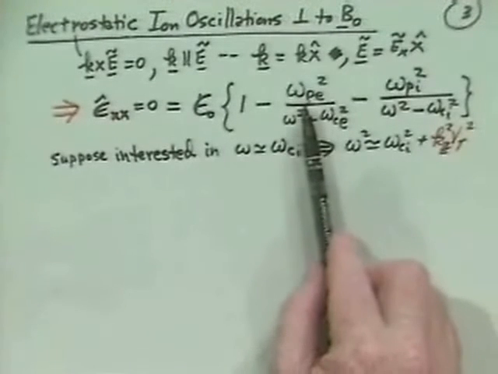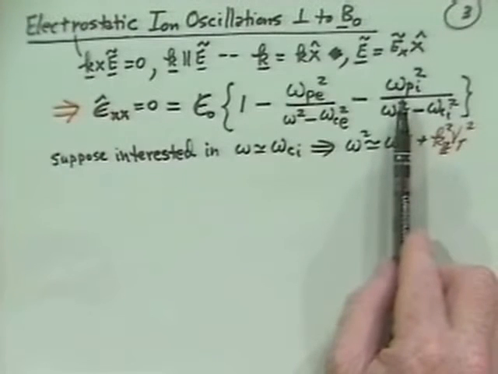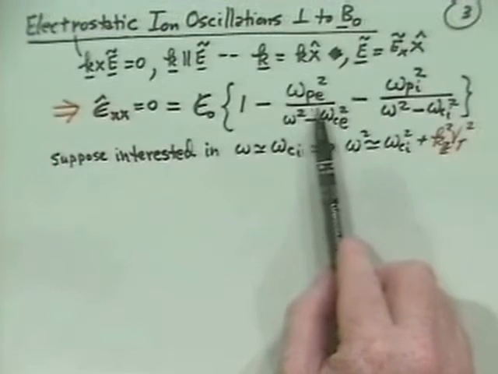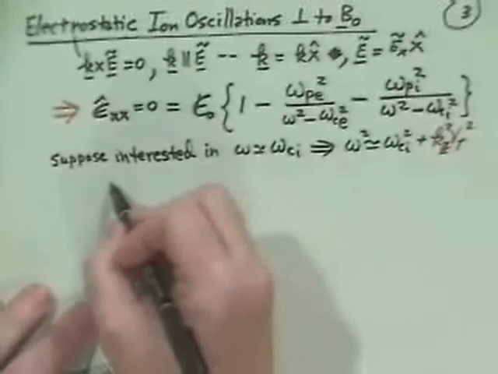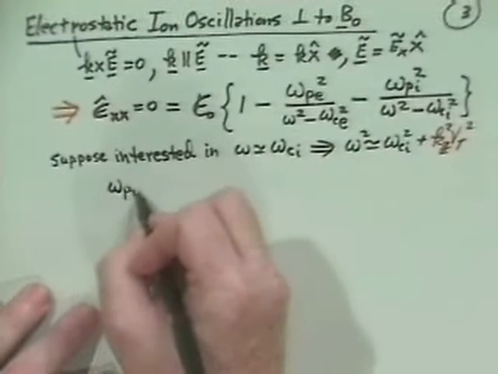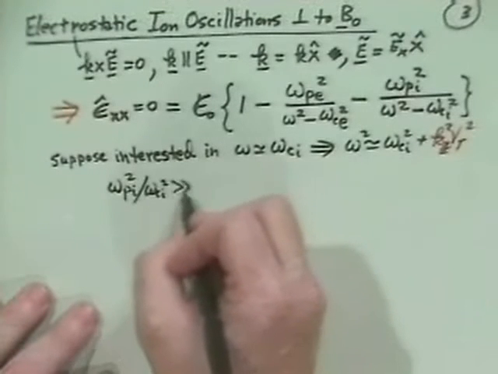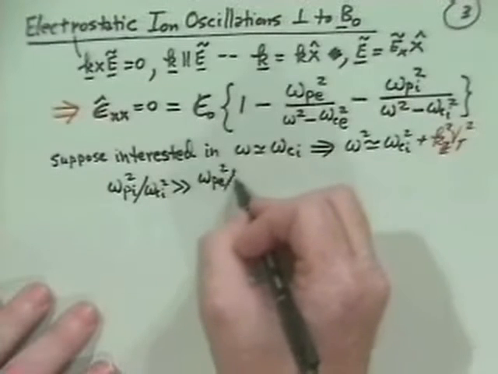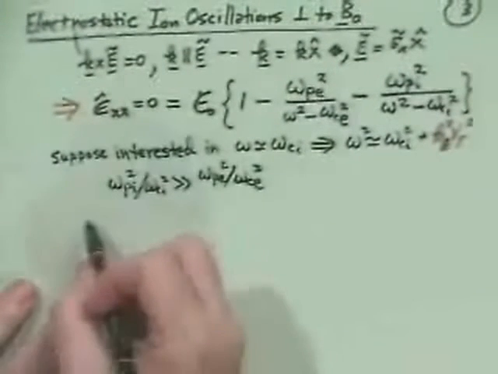First question is, how big is the electron plasma frequency compared to the ion plasma frequency? Well, the electron plasma frequency squared goes as 1 over the electron mass, and the ion plasma frequency squared as 1 over the ion mass. So if we look at omega_pi squared over omega_ci squared, it turns out that's much greater, by the mass ratio, than omega_pe squared over omega_ce squared. We've worked out these mass ratios before.